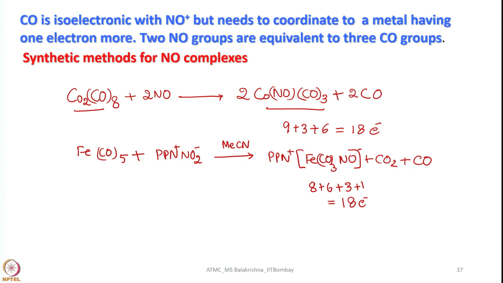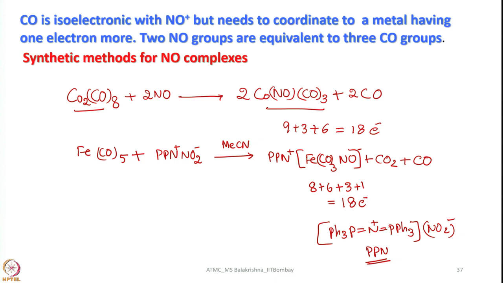Now we must have realized how important it is to know how to do electron counting. And PPN, what is PPN? PPN is nothing but this bulky cation, and NO2 here is neutral. So this is called PPN.